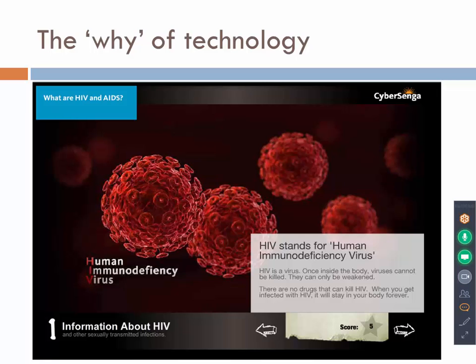So the why of technology. This is one of my favorite slides from CiPHR, which is an internet-based HIV prevention program that we developed for secondary school students, which is basically high school students in Mbarara, Uganda, which is 5 hours outside of the main capital. The capital, there is no secondary capital.